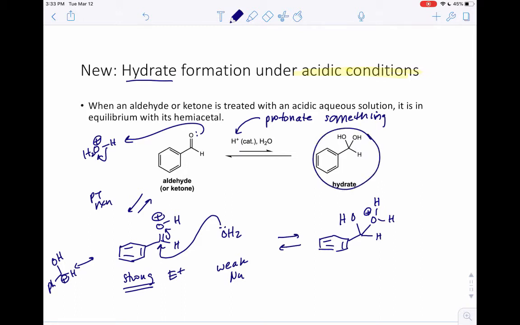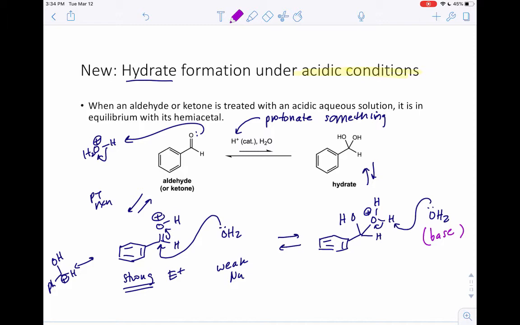And now how do we get to the final hydrate? We just need to deprotonate. Our basic source in this aqueous acid is going to be water. So now water is acting as a base this time. So water acts as a base and an acid, and an acid and a base, yay. And now we get our product.